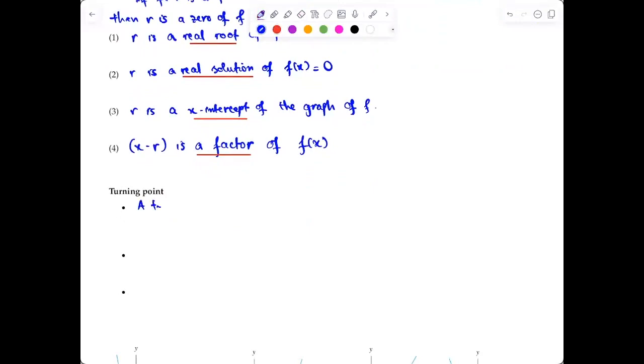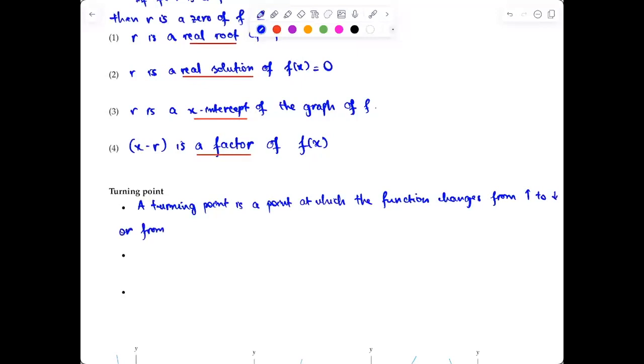A turning point is a point at which the function changes from increasing to decreasing or from decreasing to increasing. So the arrow just indicates increasing.